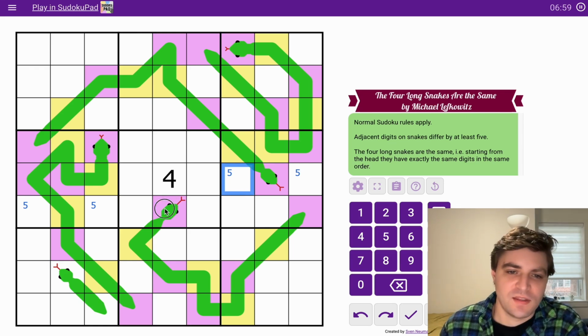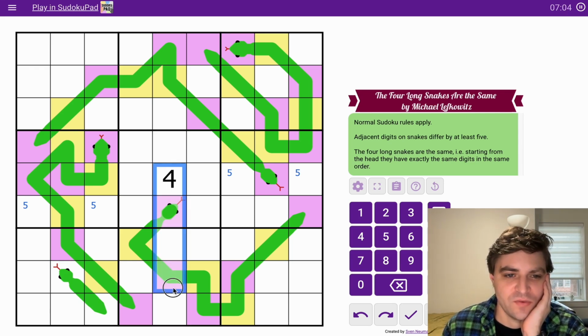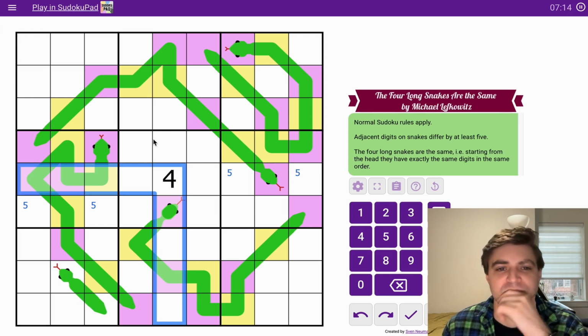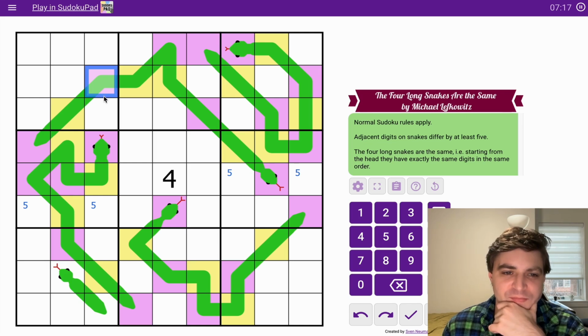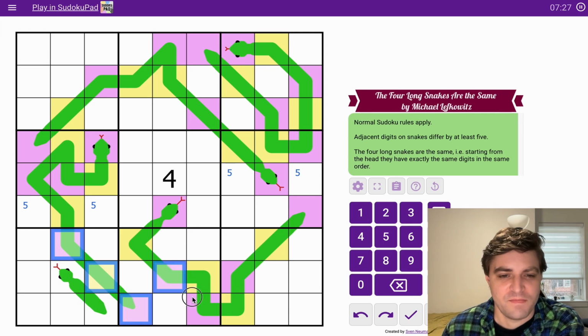I was thinking about the fact that maybe the head is not allowed to be a 4 anywhere, because this can't be a 4. But really, none of these can be 4s. I'm wondering, can any of the pink cells be a 4? This one, maybe. The last one? You just got to think about it, because we know that the numbers along the snakes are going to be the same. And that is going to tell us something. I'm sure of it.